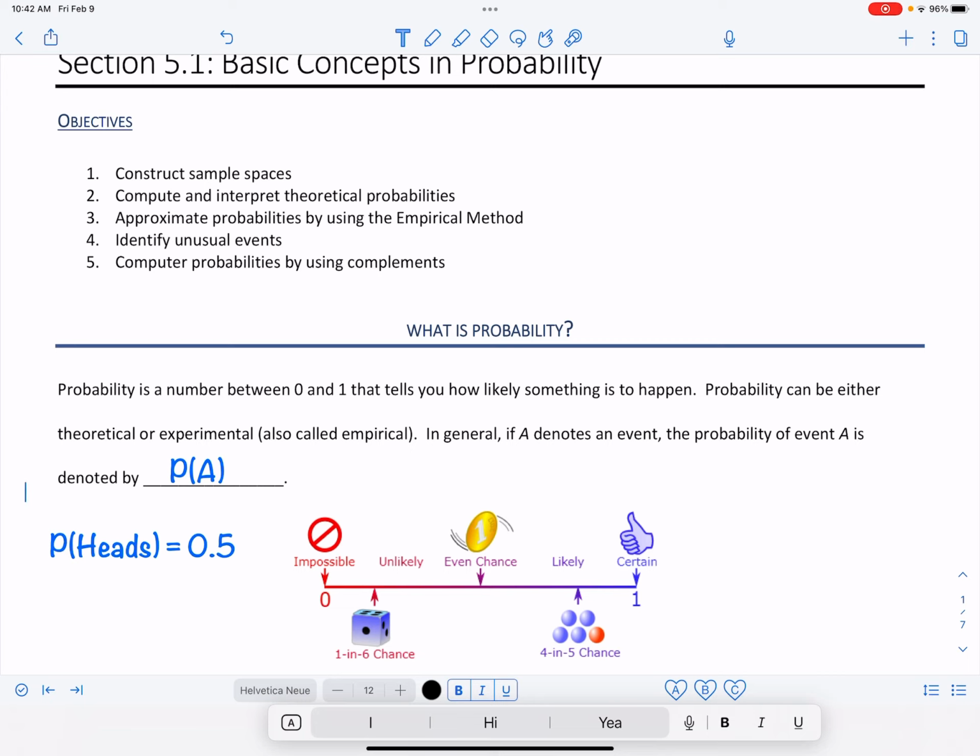Values of probability that are closer to 0 are considered unlikely events. Probability values that are closer to 1 are considered likely events. So it's really kind of like a scale that we are defining, where 0 says it can't happen. Values between 0 and 0.5 say it can happen, but it's not incredibly likely. And then values between 0.5 and 1 say not only can it happen, but there's a pretty good chance that it will.